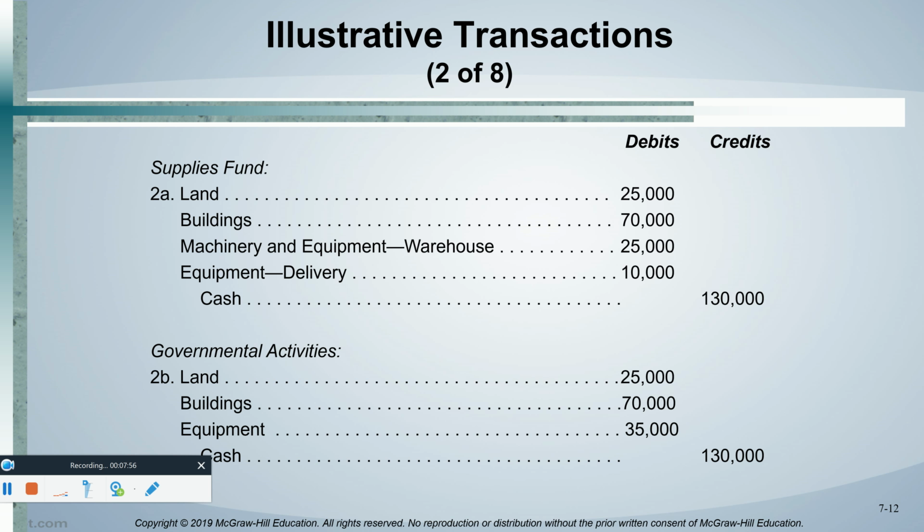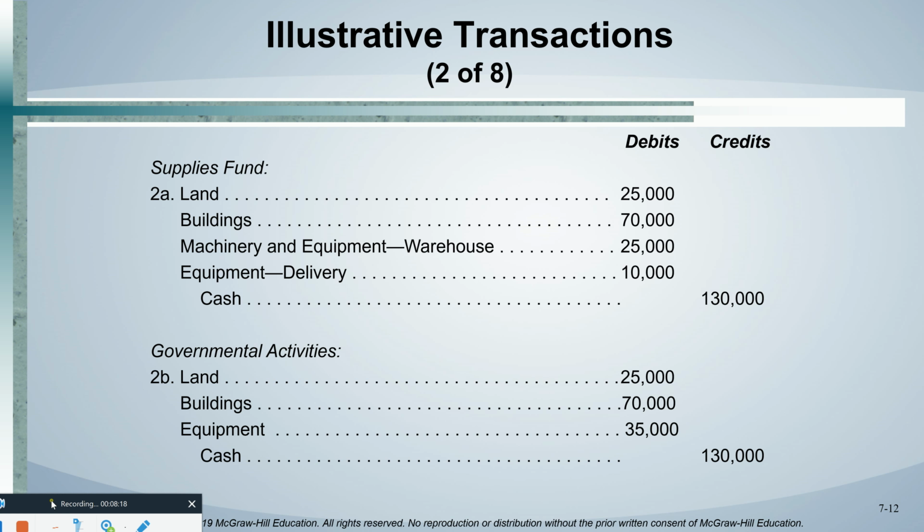All right, and so they could take that $130,000 that they just borrowed, and sure enough, they did need to go out and buy a whole bunch of fixed assets. So you can see in the supplies fund, they bought land and buildings and machinery and equipment and delivery equipment, and they paid cash for all of it. And down below, you can see at the same time that the supplies fund is recording journal entry 2A, the government-wide statements is preparing journal entry 2B.